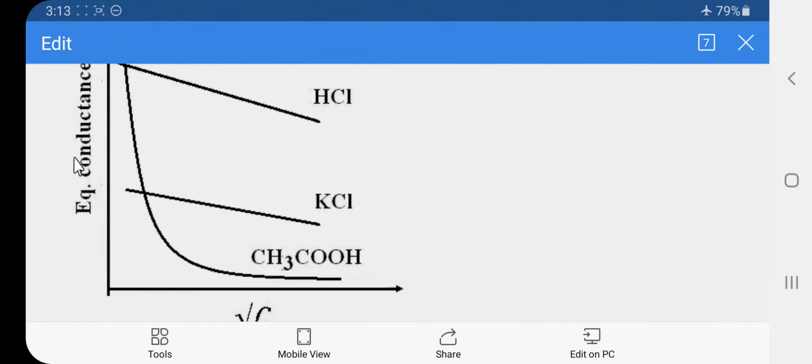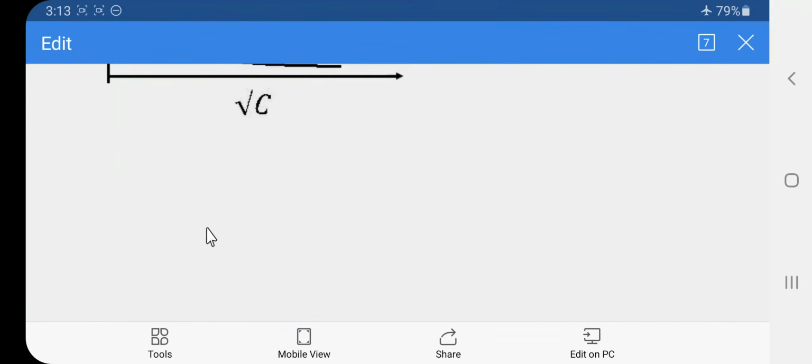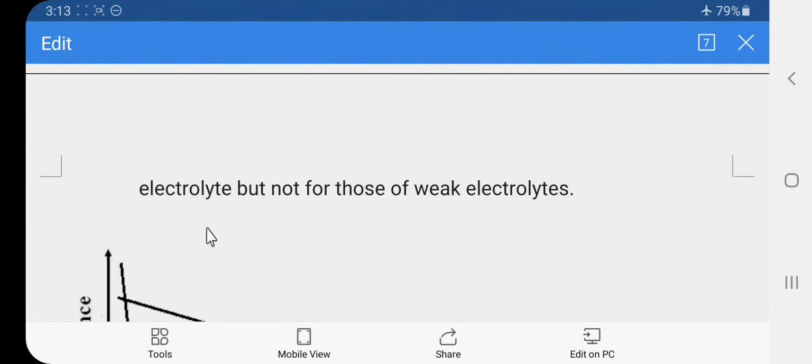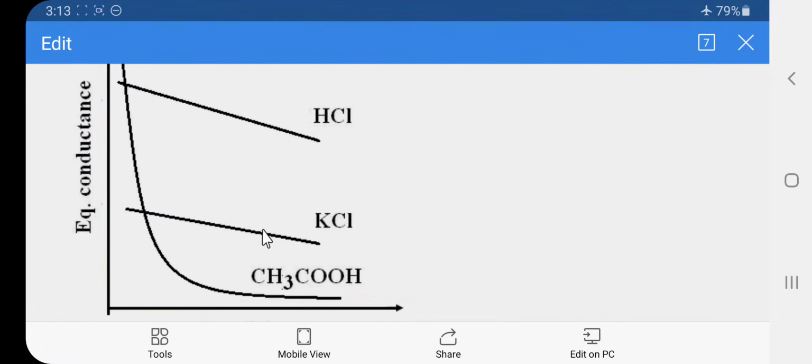This is the equivalence conductance, that is lambda. Here it is under root C. This is the graph for NaCl. NaCl is a strong electrolyte, while KCl is also a strong electrolyte. So the nature of the graph is a straight line in case of the strong electrolyte, but acetic acid is the weak electrolyte. So the nature of the graph is not a straight line in case of the weak electrolyte. This is the graph of lambda versus under root C for the strong as well as the weak electrolyte.